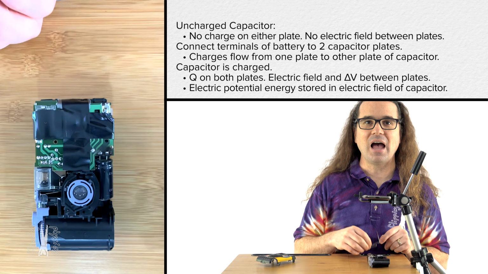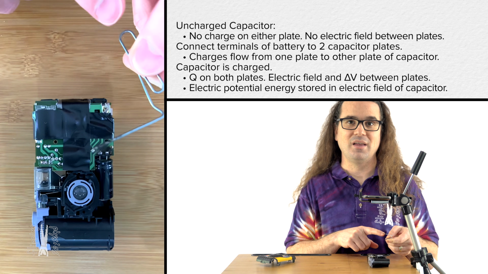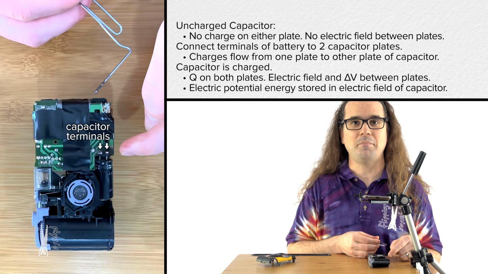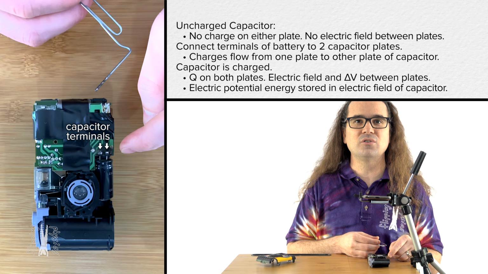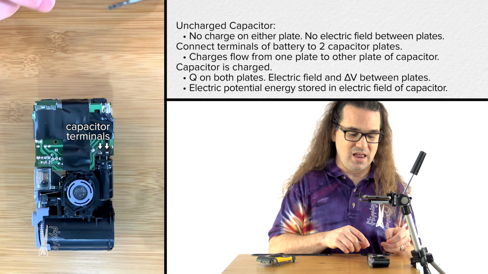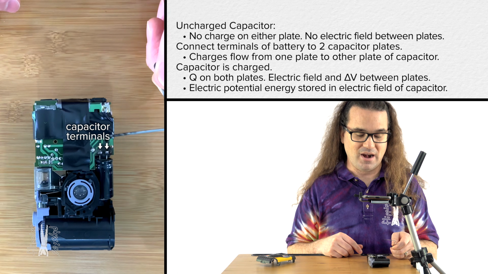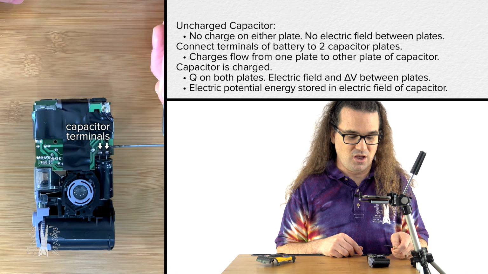And in a moment, I'm going to take a metal paperclip and place it across the two terminals of this capacitor. Again, these are the two terminals of the capacitor, and I'm just going to make sure it's fully charged. And I take the metal paperclip and I place it across the two terminals of the capacitor.